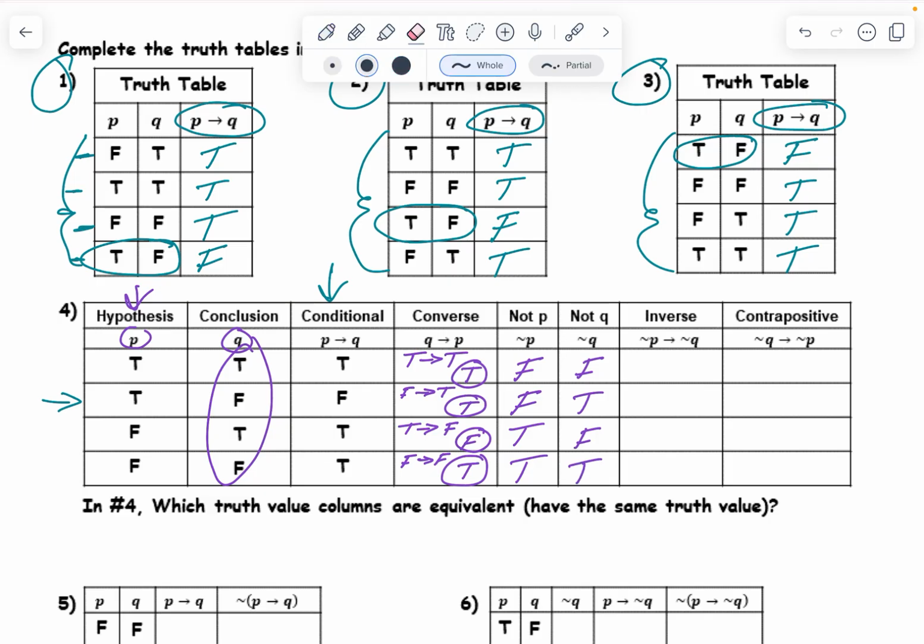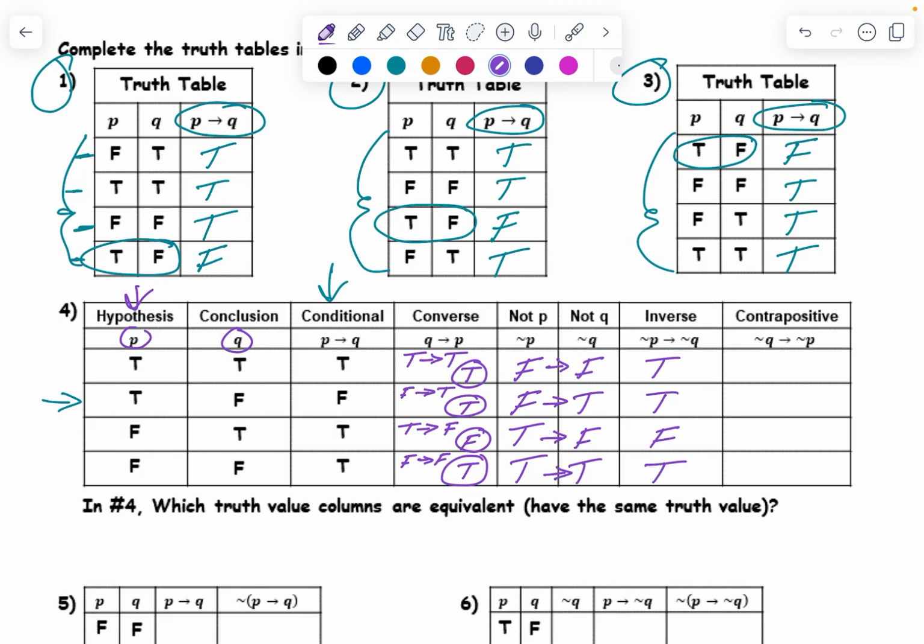Now we are going to be able to calculate the inverse. Notice, before we could do the inverse, we needed to know what's not P and what's not Q. So we needed to make columns for those. So we had those truth values before we do the inverse. So these all go kind of this way. If false, then false is true. If false, then true, true. If true, then false, false. If true, then true, true.